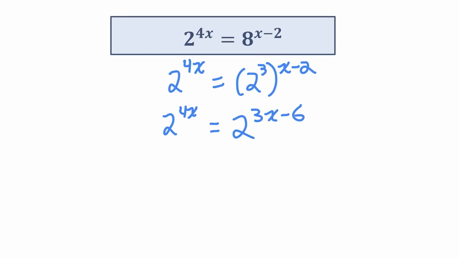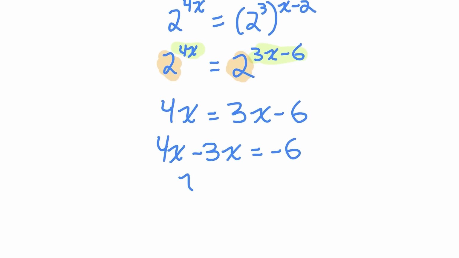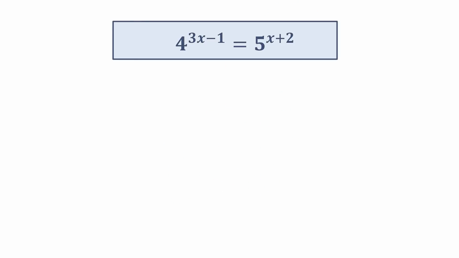Now that I have power equals power, where the bases of those powers are equal, I know the only way this equation could be true is if their exponents were equal to each other. So I can just set the exponents equal and solve. Move the 3x to the other side, and I'm left with x equals negative 6. There's my solution. Here's equation 6. We're at the midway point.